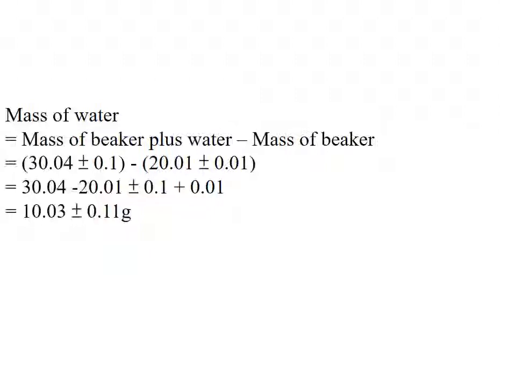So it's 30.04 plus or minus 0.1 minus 20.01 plus or minus 0.1. Okay, so you're adding those 0.1s together. So it's going to be 30.04 minus 20.01 plus or minus 0.1 plus 0.01. So it's going to be 10.03 plus or minus 0.11.